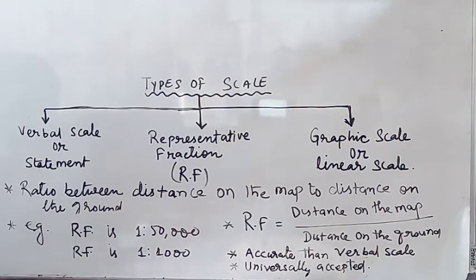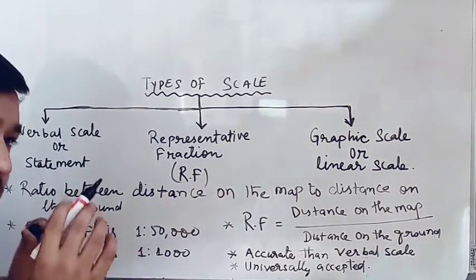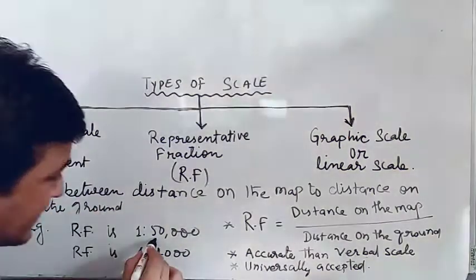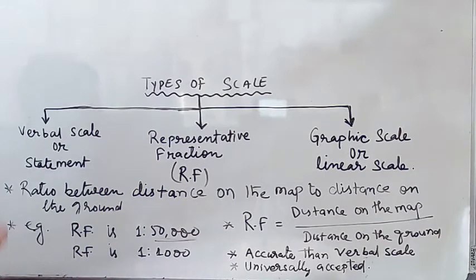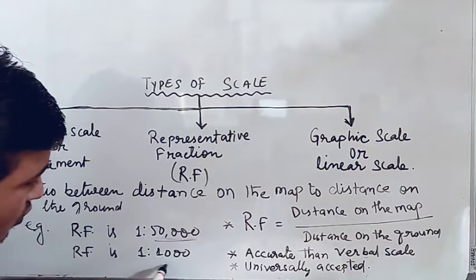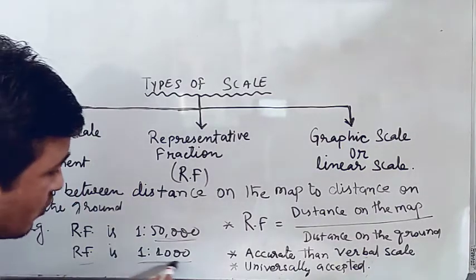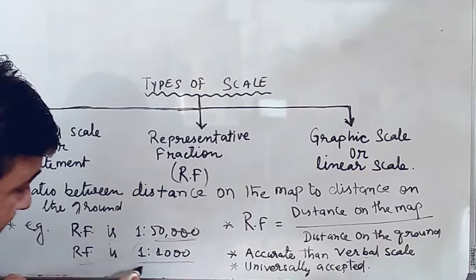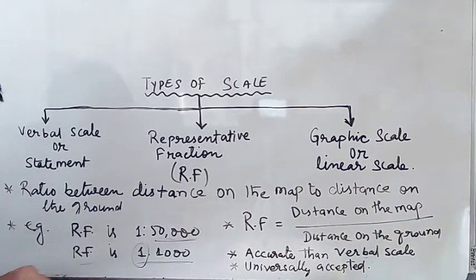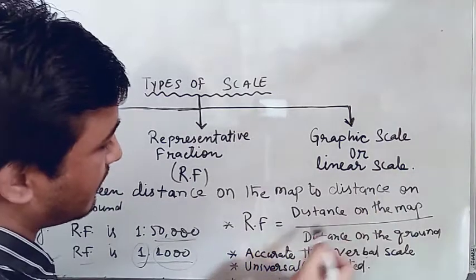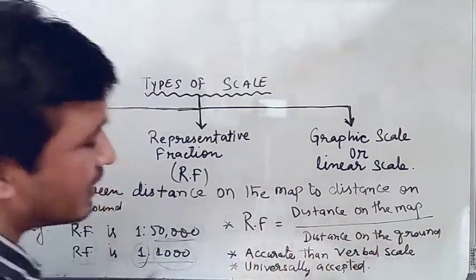Now for examples, here you can see on your map it is written RF is 1:50,000. It means that 1 centimeter on the map represents 50,000 centimeters on the ground, in reality. One more we have here: RF is 1:1000. It means that 1 centimeter on the map represents 1000 centimeters on the ground. Now RF is equal to distance on the map divided by distance on the ground.